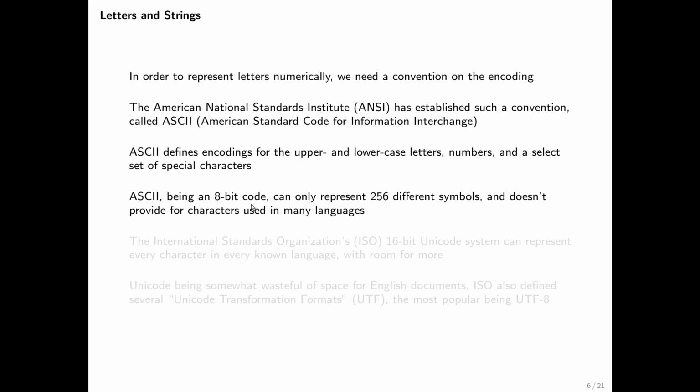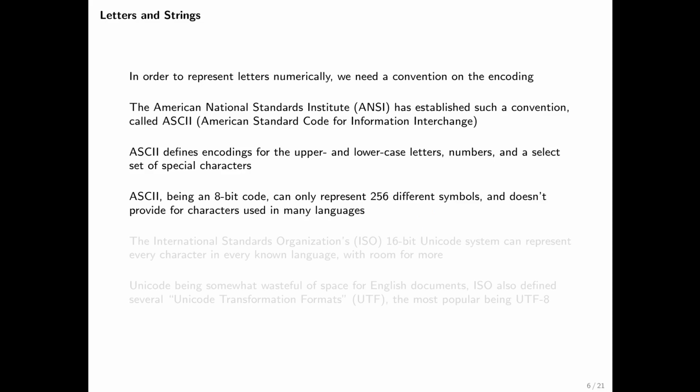So why is it that with ASCII you can only represent 256 different symbols? Well, it's going back to the idea that we talked about before. It's an 8-bit code. So what is the largest number that you can represent? Well, it is 2 to the 8 minus 1. So you can represent all the numbers from 0 through 2 to the 8 minus 1, and there are 256 of those.